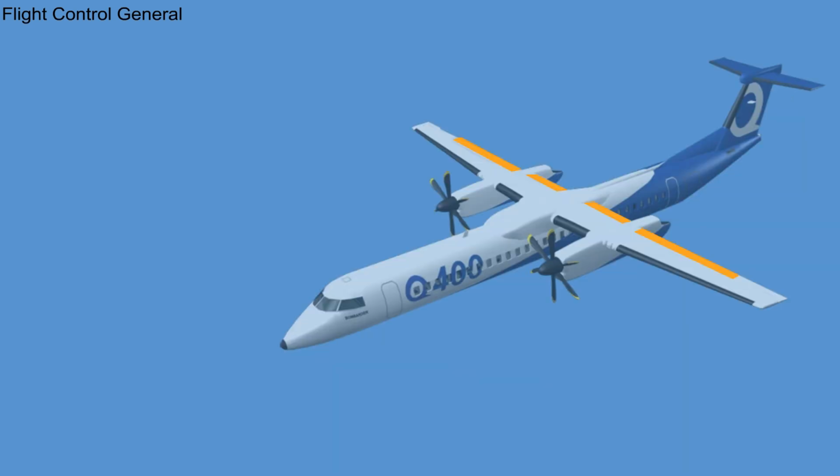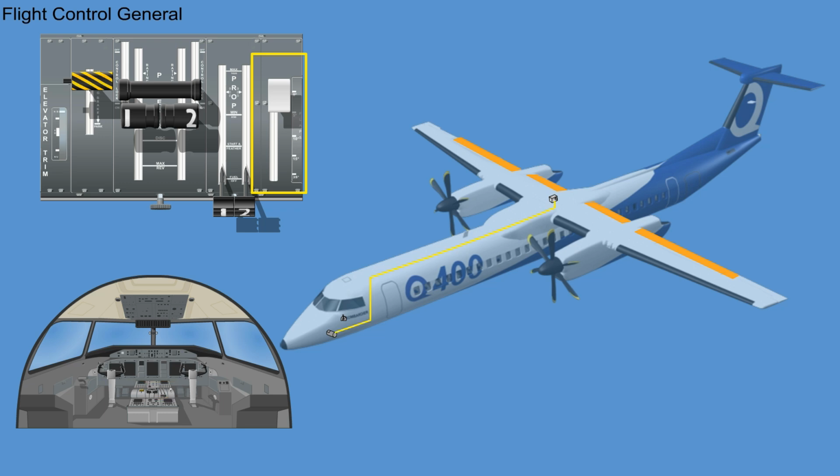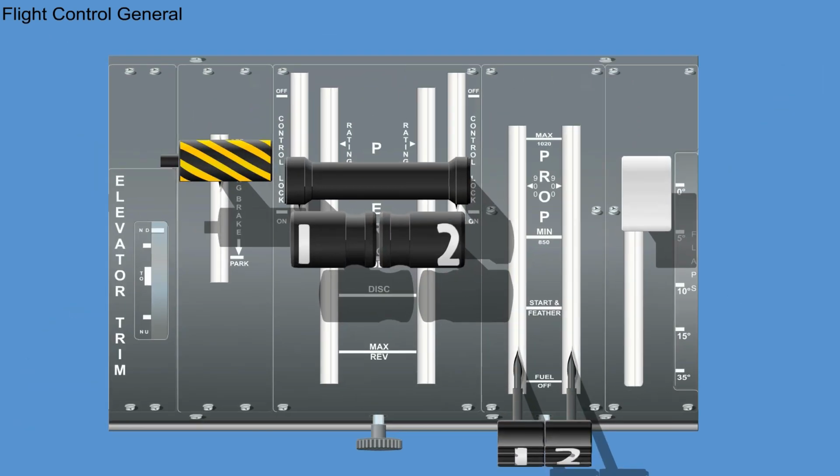The wing flap system consists of two segments on each wing. The flap selector transfers the input via a signal to the flap power unit. The flap power unit is powered by the number 1 hydraulic system. It operates the flaps via a flap drive system. Flap settings of 5, 10, 15, and 35 degrees are available on the Q400.